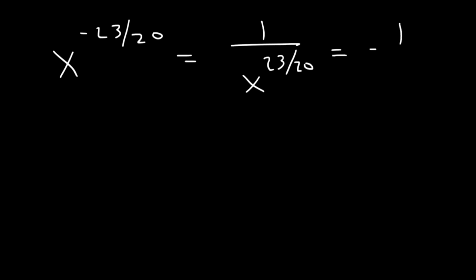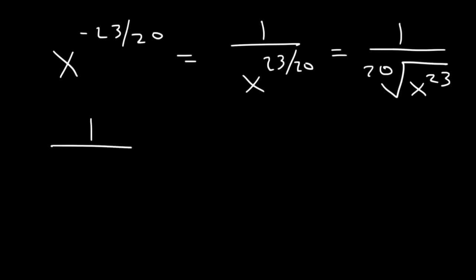X raised to the negative 23 over 20, which is 1 over x to the 23rd over 20, which if we convert it back to radical form, is the 20th root of x to the 23rd. 20 goes into 23 one time, so we can take out an x. And 23 minus 20 is 3, so there's 3 left over. But the index number will remain 20. But we have a 3 left over on the inside.